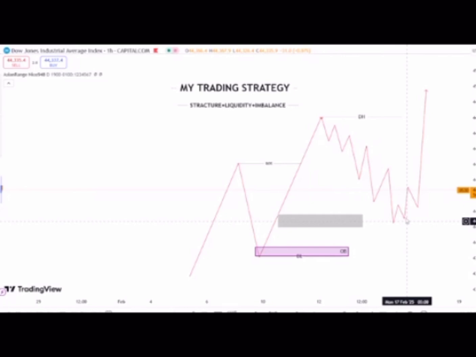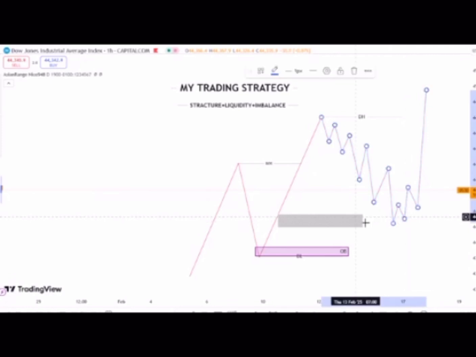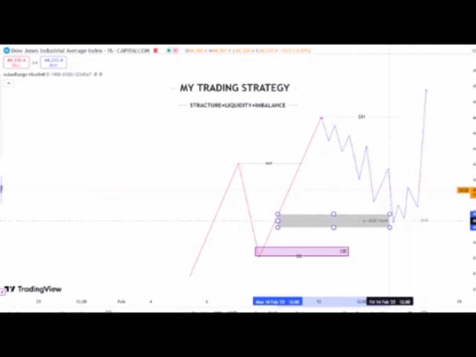So when it gets into my OTE like this, I'll be very, very vigilant to look for a signal that will tell me this market is ready to go high. Or when it is on a higher time frame, I just place my buy limit here, and then the market will just come tap into it.